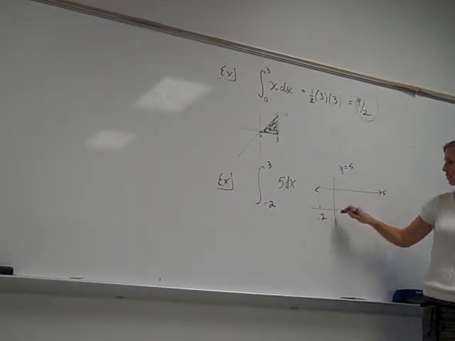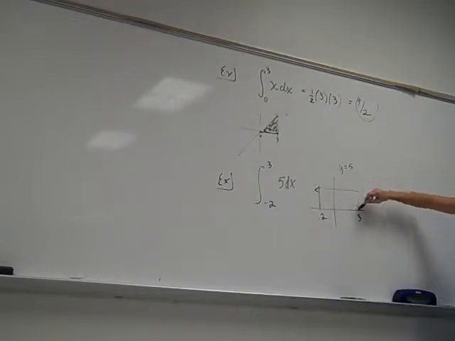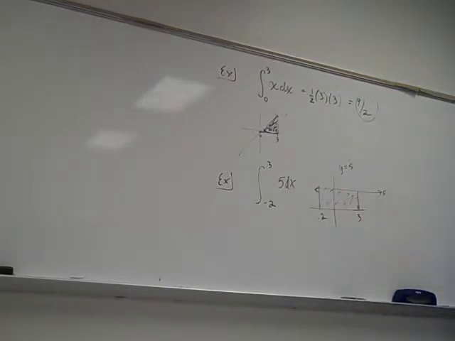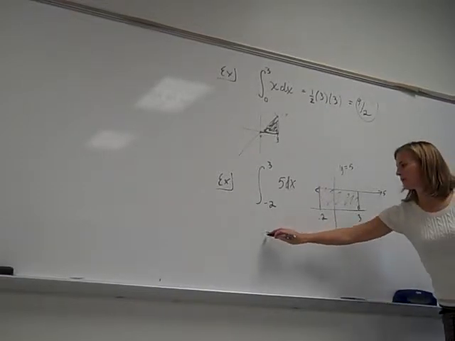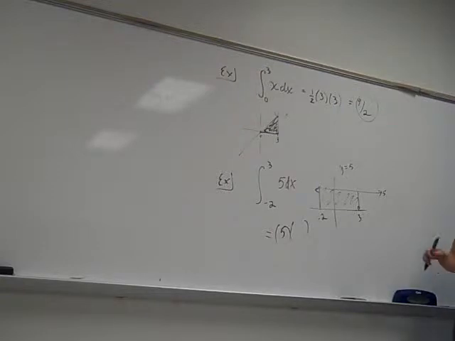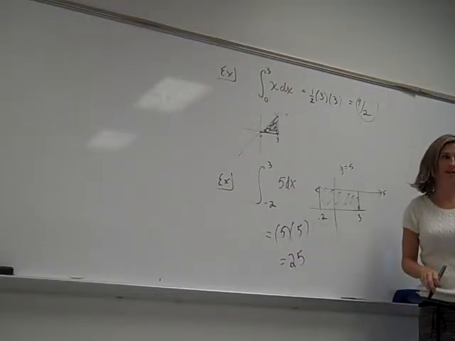And I'm going to go from -2 to 3. So I kind of draw little vertical lines just to show myself what area I'm talking about and what is the shape that's formed. It's a rectangle, and the area of it is going to have a height of 5 and a width of 5. So this integral is 25.